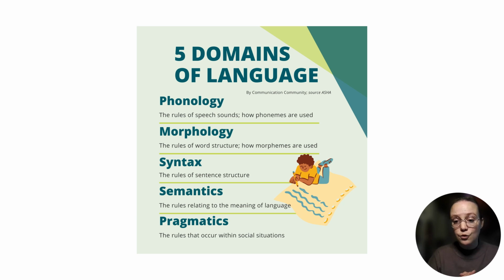So phonology is the rules of speech sounds. Phonology can be tied to speech production. Remember, I talked about that being a little different with motor components. But phonology, when we talk about language, is the retrieval and the accessing of sounds that we need to make words. Morphology is the rules of word structure.